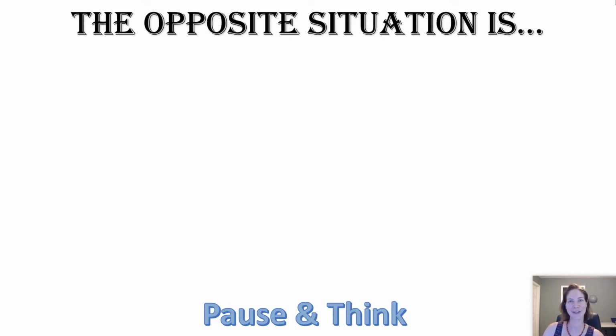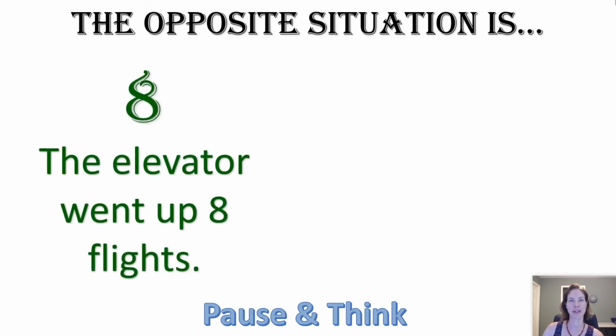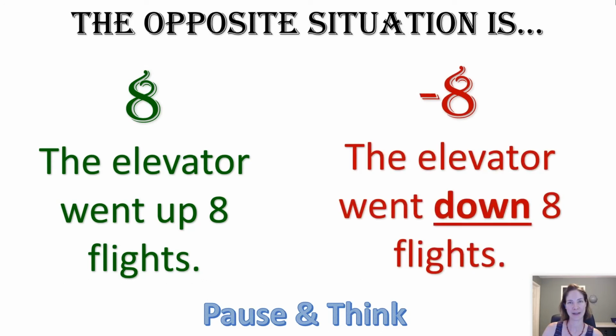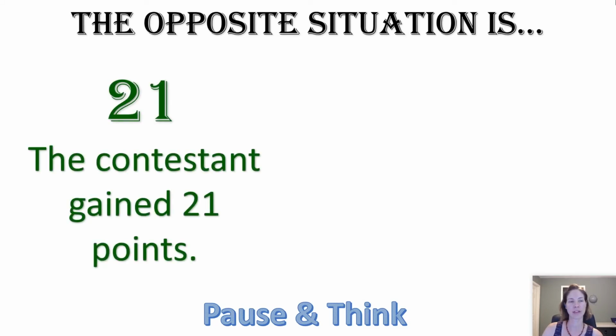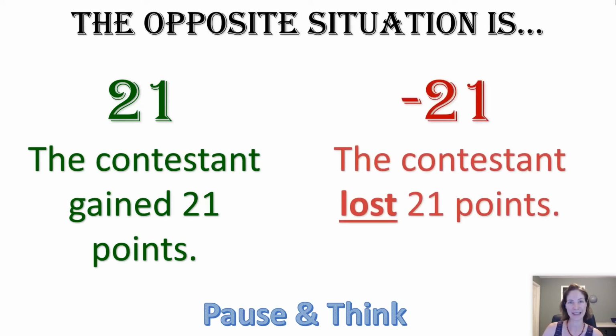Now it's time for you to pause and think. The opposite situation of the elevator went up 8 flights. Negative 8, the elevator went down 8 flights. The opposite situation of the contestant gained 21 points. Negative 21, the contestant lost 21 points.